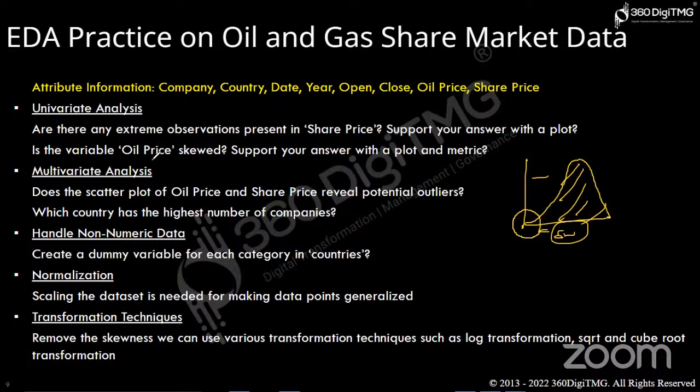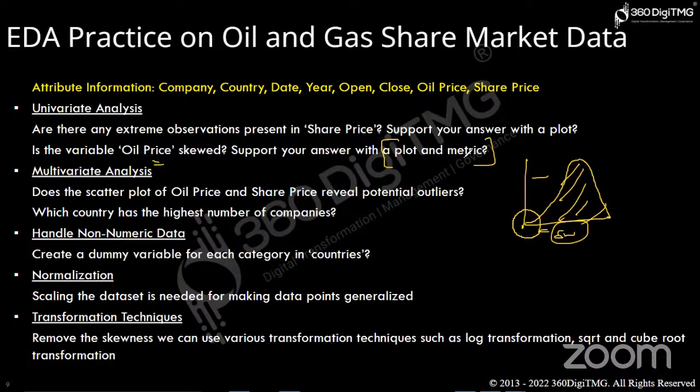Is the variable oil price skewed or not? Support your answer with a plot and metric. So what we are going to do is draw a skewness plot. We are going to look into the histogram. If I look into the histogram, I can find where my data is located. Is it a normal distribution, or is there a positive skewness or negative skewness?